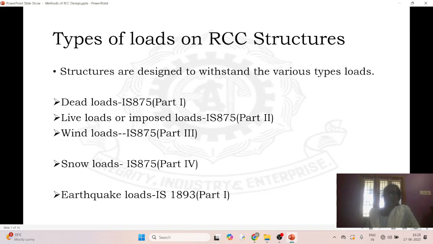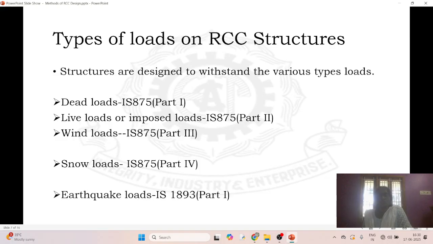For example, loads of people, furniture, and machines. These loads keep on changing from time to time. The next one is wind load. Wind load means the force exerted by the horizontal component of wind is to be considered in the design of buildings. It depends upon the velocity of wind, and the shape and size of the building.